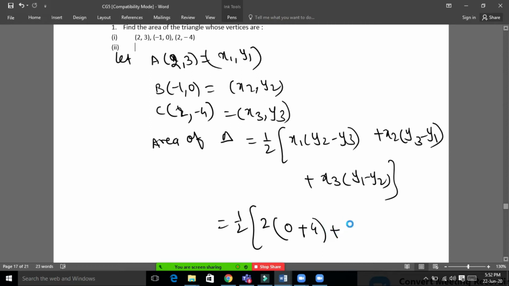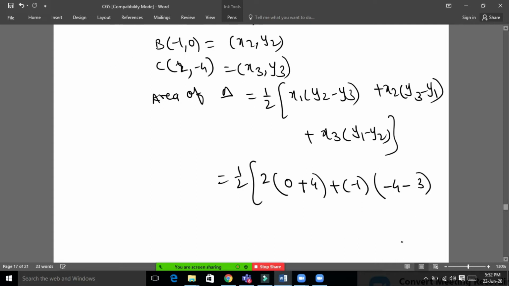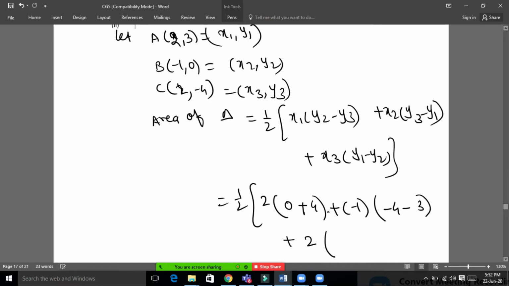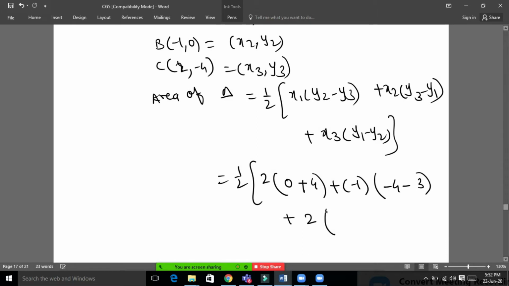x2 is -1, so write it down in the bracket: y3 minus y1, so y3 is -4 minus 3, y1 is 3, plus x3 is 2 here, so 2 into (y1 minus y2), so y1 is 3 minus y2 is 0, so 3 minus 0. Complete the bracket.